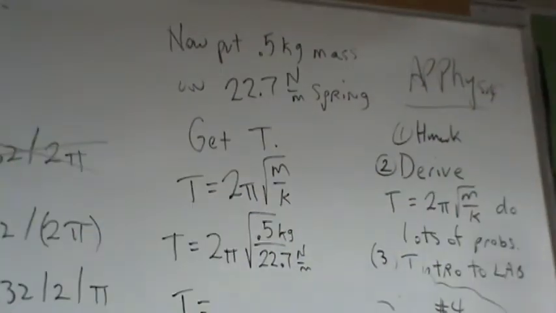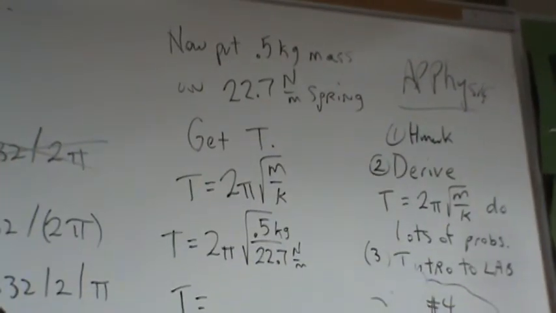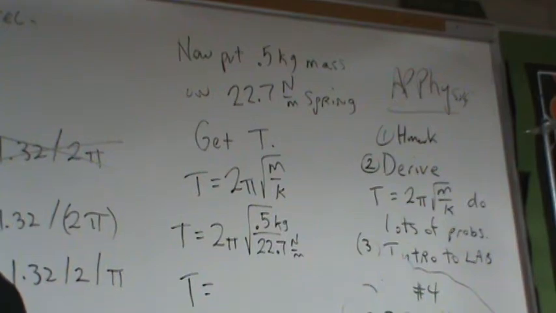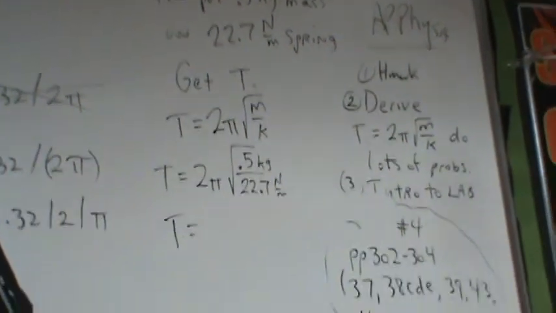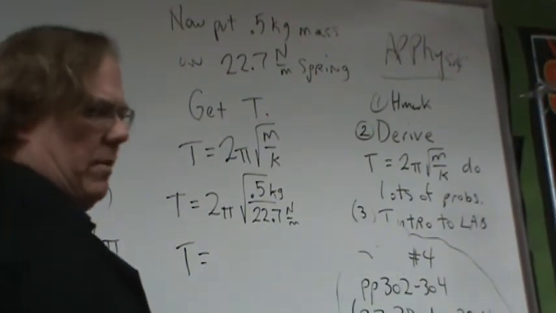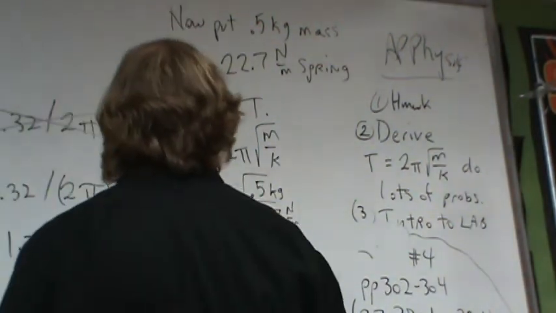So what are you guys getting for your T? 0.9. What's that? 0.9. How about to 2 sig figs? 0.93. Good enough. You guys okay? 0.93.